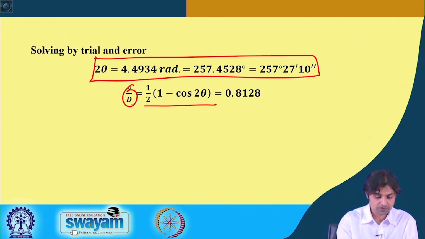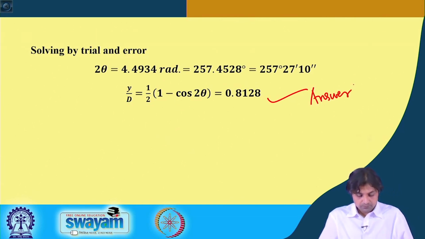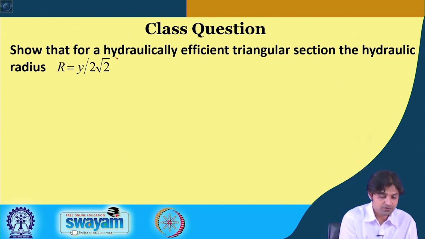And this was what was required. So, this is one question. Another question: for the hydraulically efficient triangular section, we have to prove that the hydraulic radius is y by 2 times. So, this is what we need to prove.